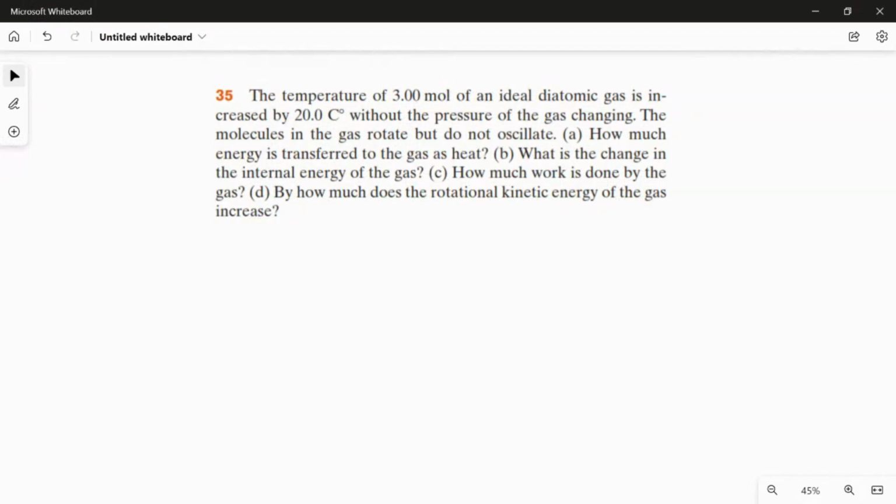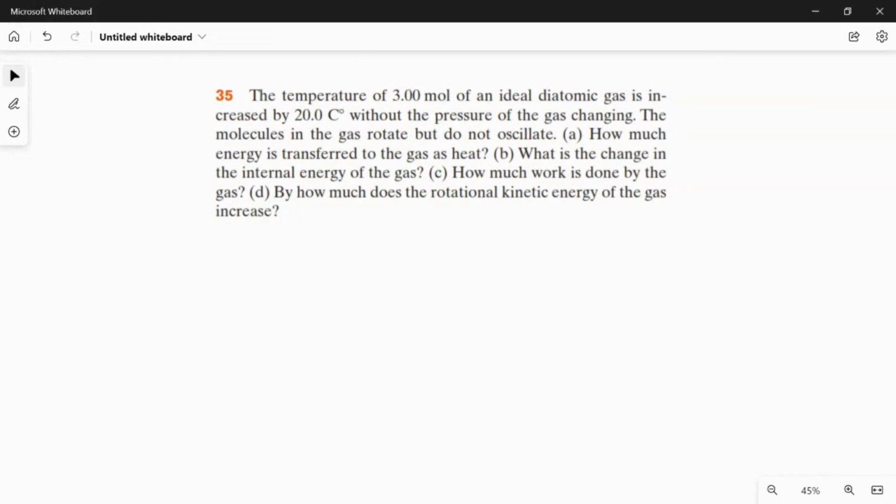So here we have 4 questions. First question, how much energy is transferred to the gas as heat? Second, what is the change in the internal energy of the gas? And the third, how much work is done by the gas? And the fourth one is, by how much does the rotational kinetic energy of the gas increase? So we have to answer these 4 questions.